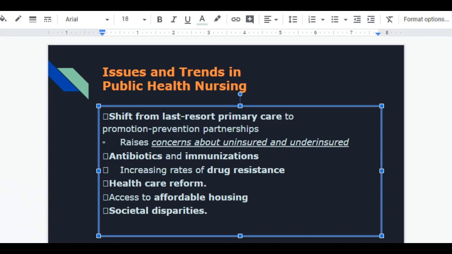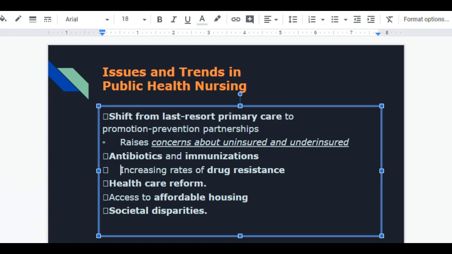Another slide sort of depicting the issues and trends in public health nursing. Remember that there has been a shift from last resort primary care in public health to the promotion and prevention of health issues. And so specifically, this raises concern about uninsured or underinsured people. We know that having insurance directly relates to the health of populations. Another trend is that we have antibiotics, and the trend in early public health situations was that antibiotics were saving lives and prolonging life. Now we're looking at increased rates of drug resistance.